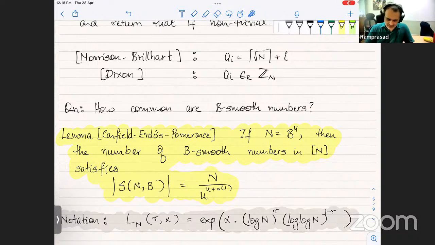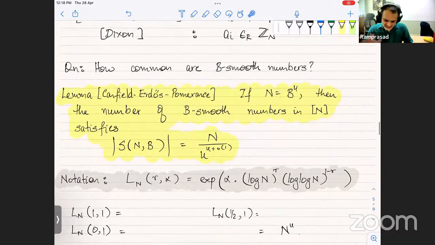It's just a notation. So L of r comma alpha just refers to the following function, which is exponential of alpha times (log n) to the power r times (log log n) to the power 1 minus r. Okay, it's just some notation to get used to. I will soon say why this notation is very convenient.